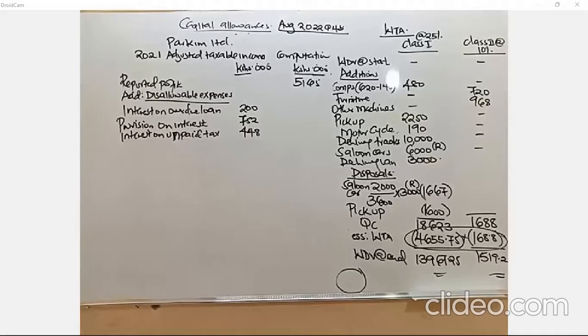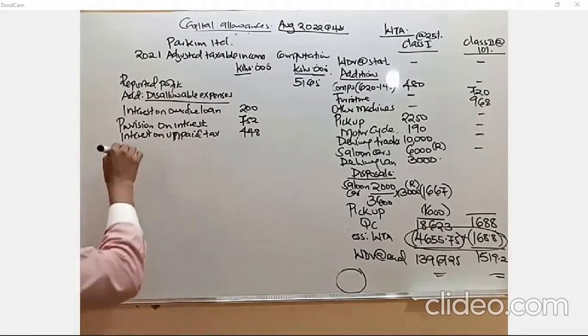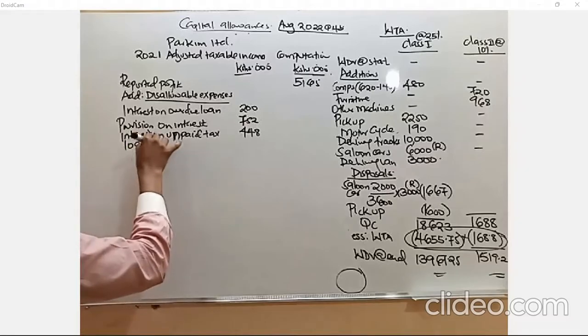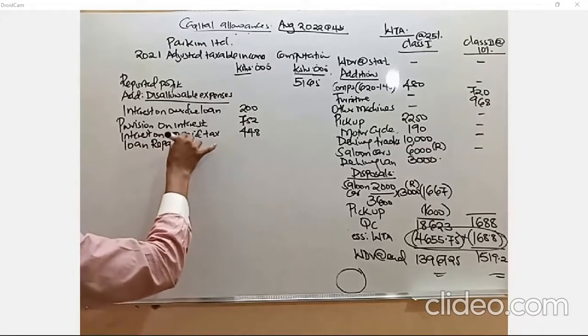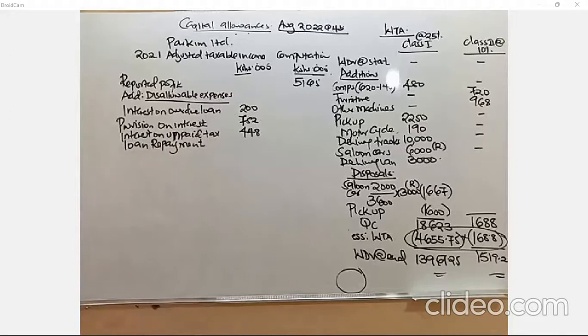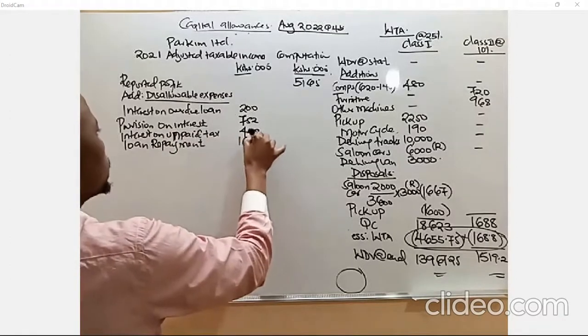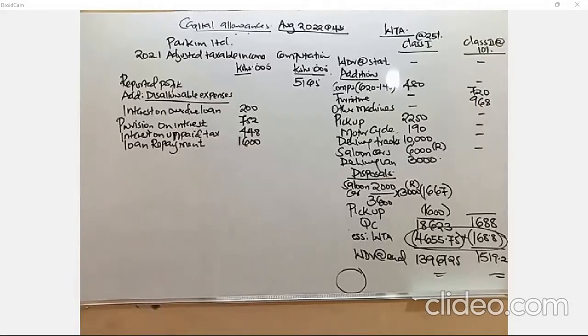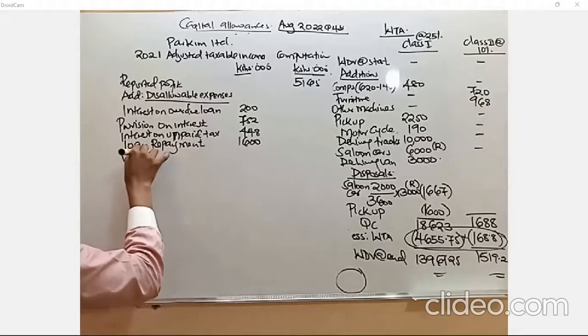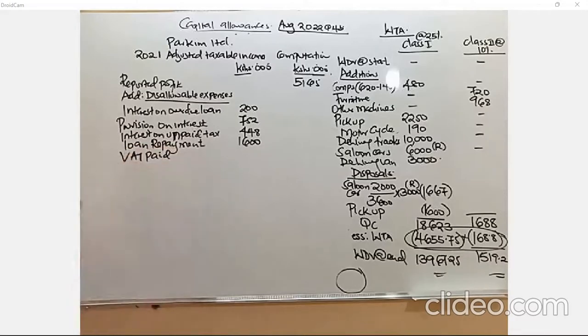Achana nayo kwanza, turudi pale juu tuangalie the disallowable expenses. One, when I look at the expenses, one was the general expense, allowable, but we have the loan repayment, disallowable. So how much is our loan repayment? We have been told it amounts to 1.6. Our case is 1,600. Director's fees allowable. We have the VAT paid. It's allowable. So the VAT paid amounts to 2,700.